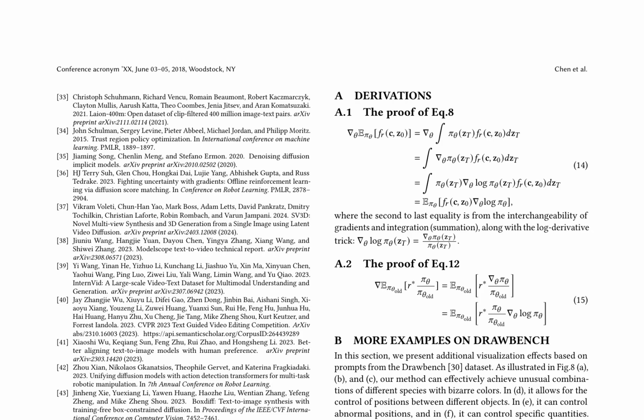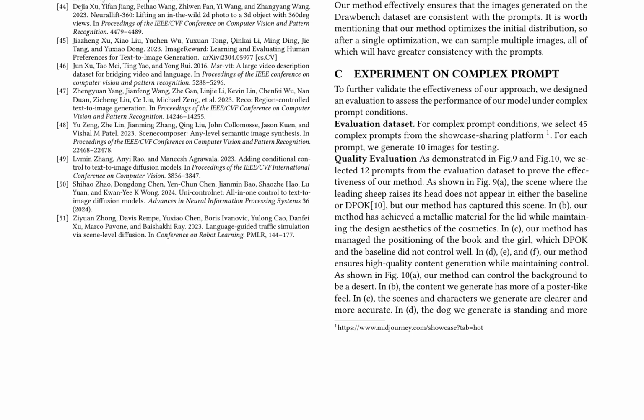The paper also provides a comprehensive list of references, including recent works on diffusion models, text-to-image synthesis, and reinforcement learning. The authors also provide detailed derivations of their equations and additional examples of their method's capabilities on the drawbench dataset. Furthermore, they conducted an experiment on complex prompts to validate the effectiveness of their approach, demonstrating its ability to generate high-quality content while maintaining control.